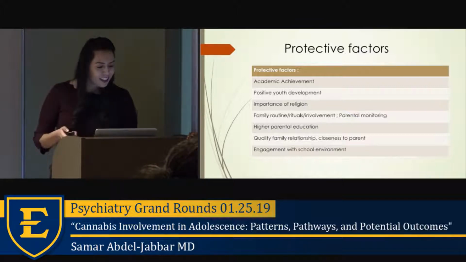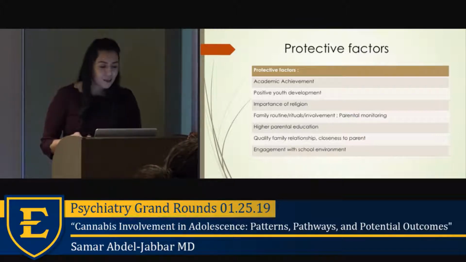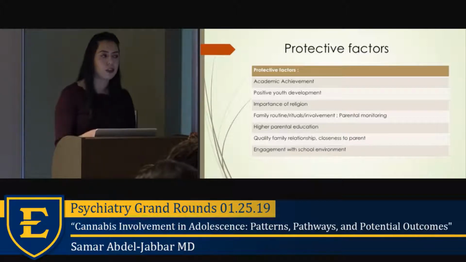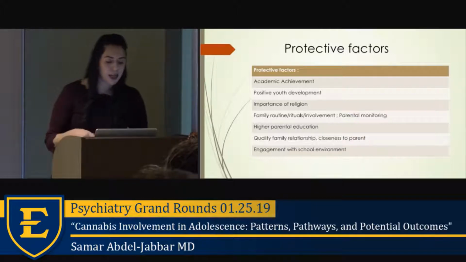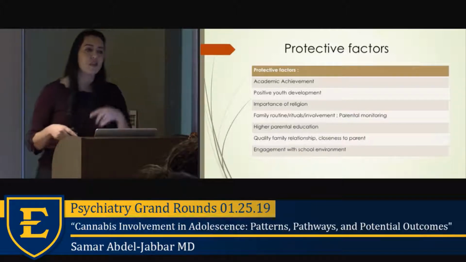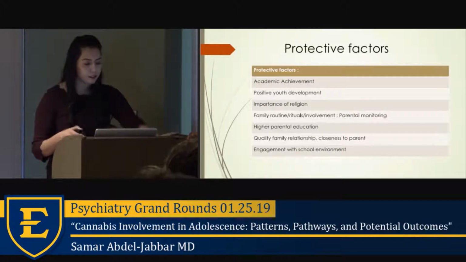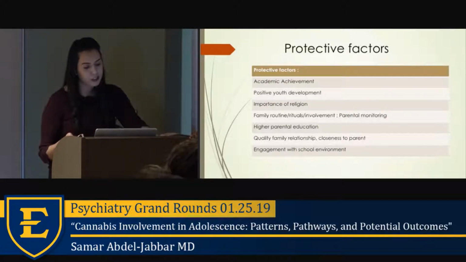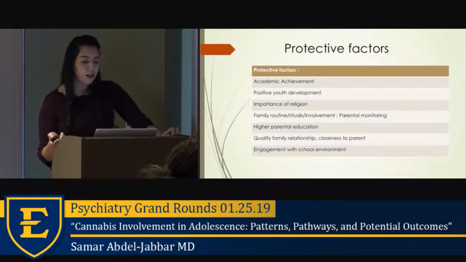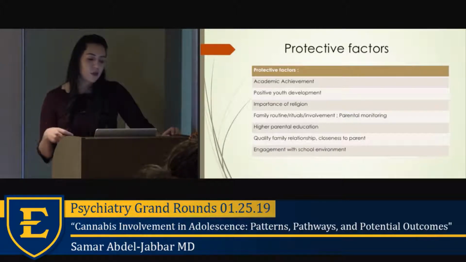But anyways, the importance of religion, family routine, ritual involvement, and also parental monitoring. And in this study, what they mentioned was that the family routine was having dinner every day at 6 o'clock, so where they had to be at home at that time. Also higher parental education, quality family relationships, closeness to parents, and engagement in school and environment.